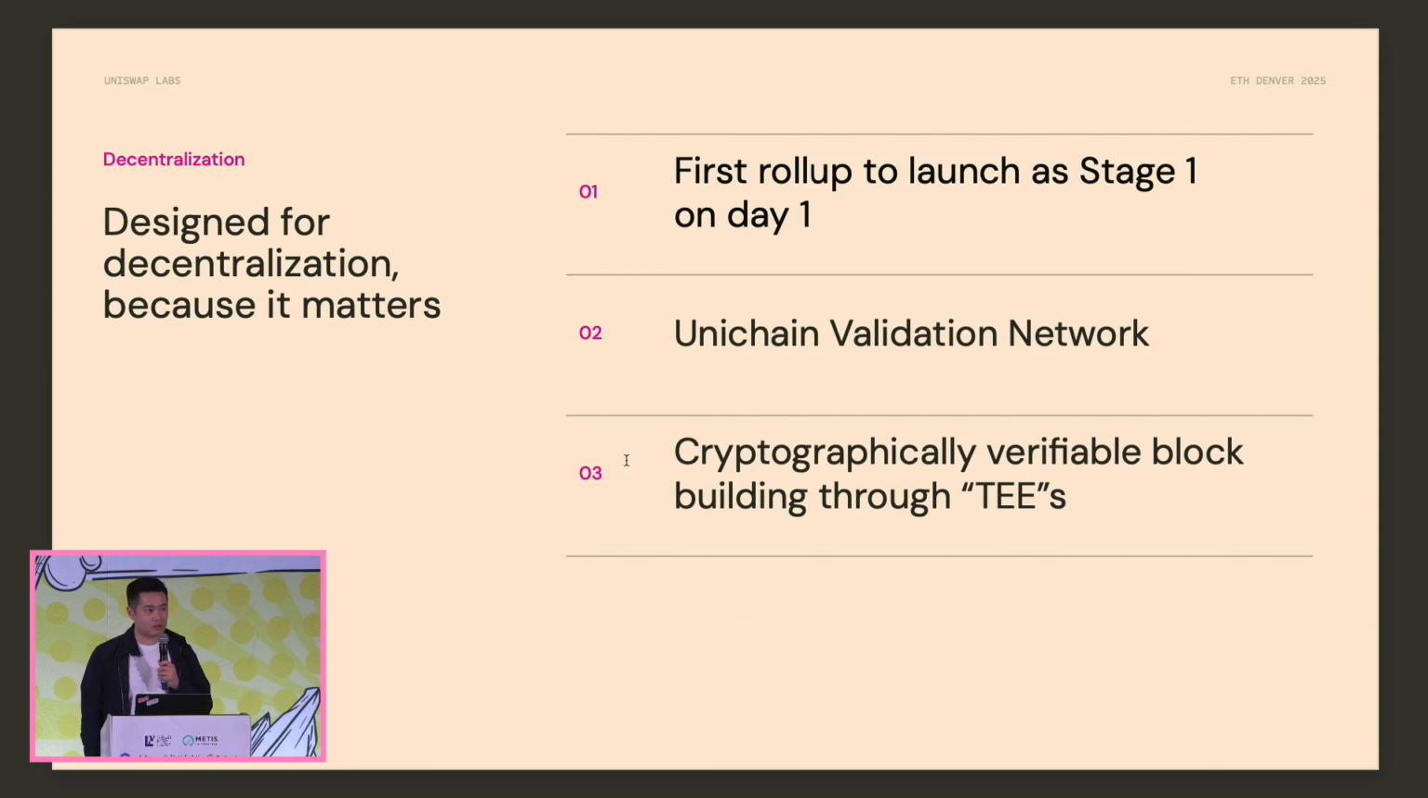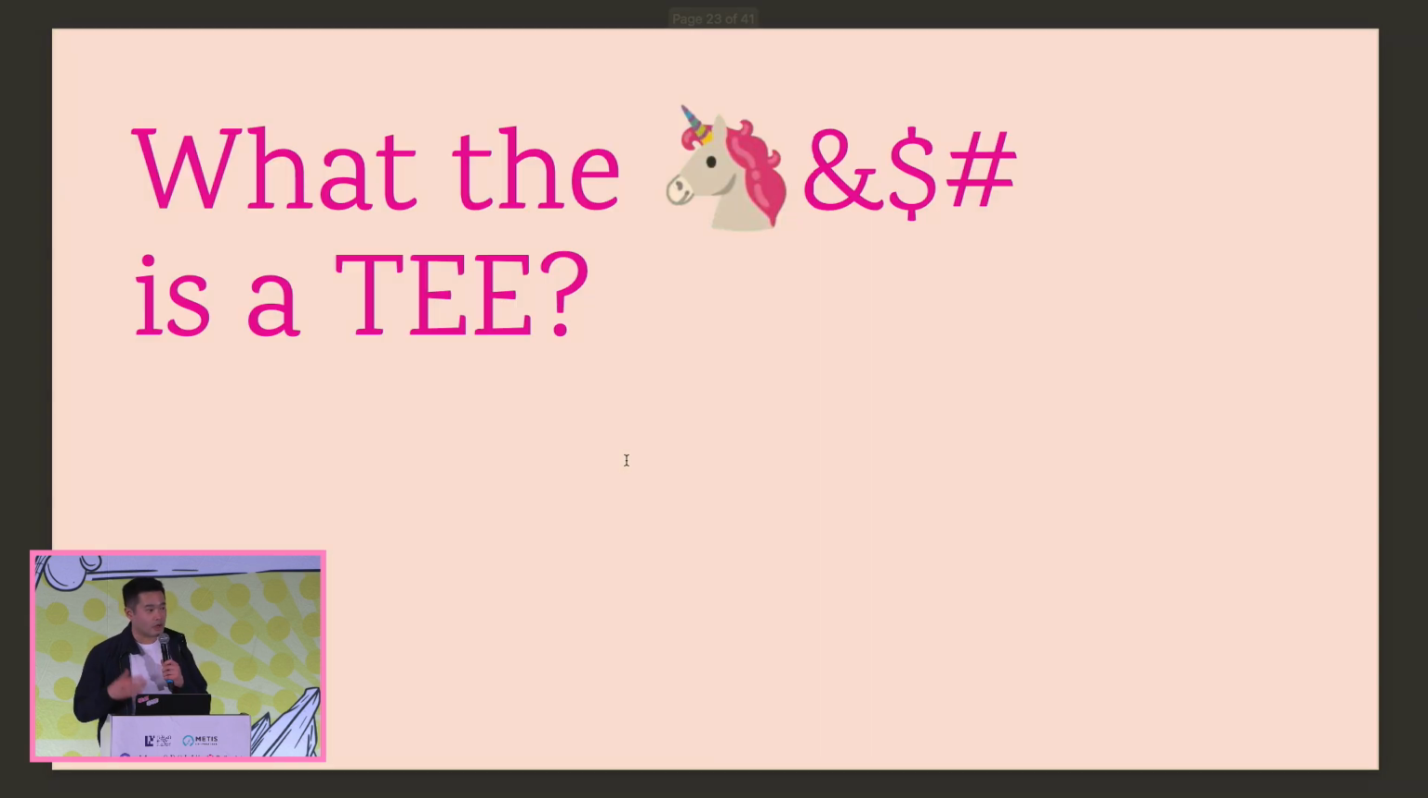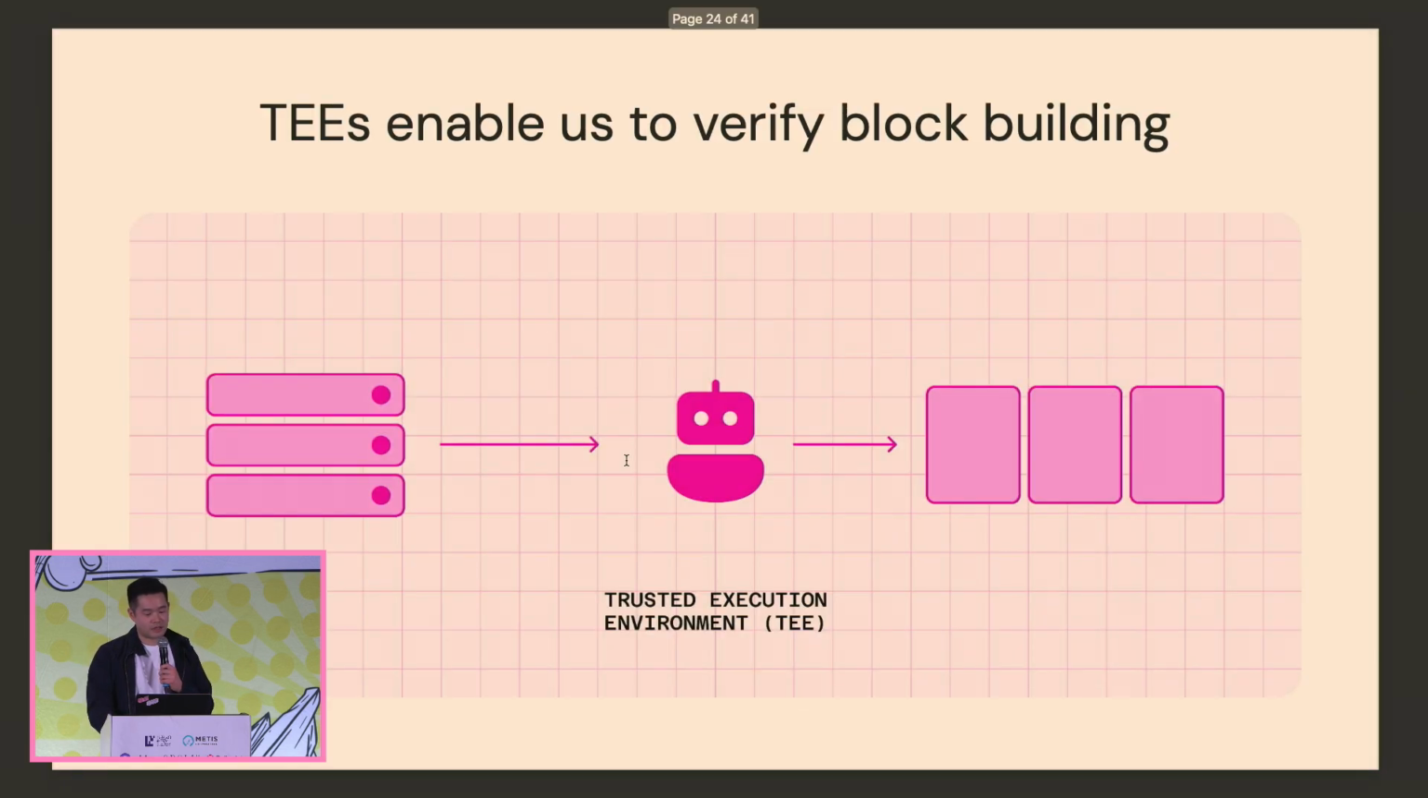Lastly, we're making it possible to cryptographically verify block building using TEEs. And this is really important for Unichain because of our DeFi focus. I want to talk about what a TEE is because it can often feel complicated or get into really a lot of jargon, but I think it's actually very straightforward. TEEs enable us to verify block building. For those of you who don't know, block building is really important for on-chain trading because it's a very important part of the MEV process. And at Unichain, our goal is to minimize MEV.